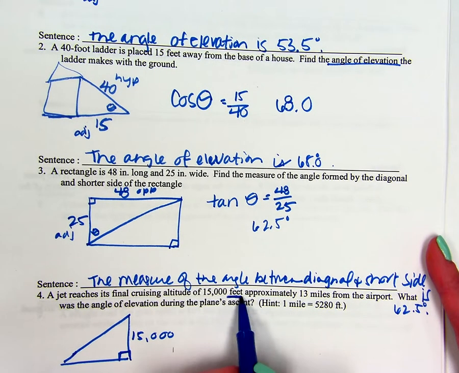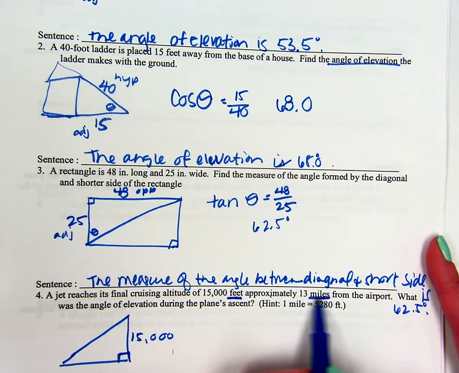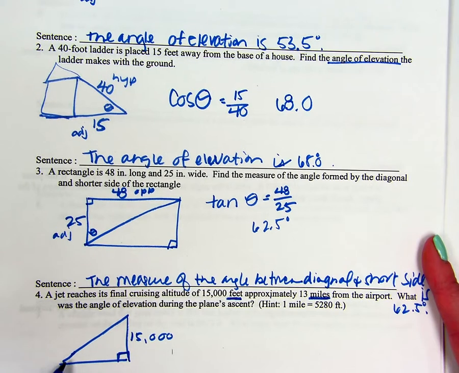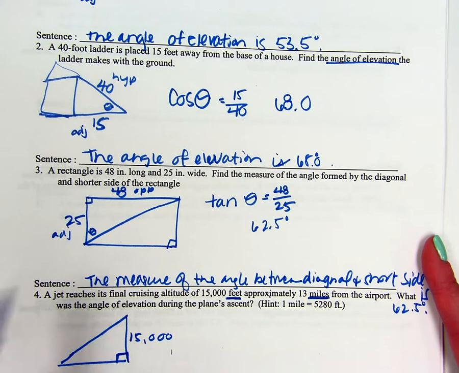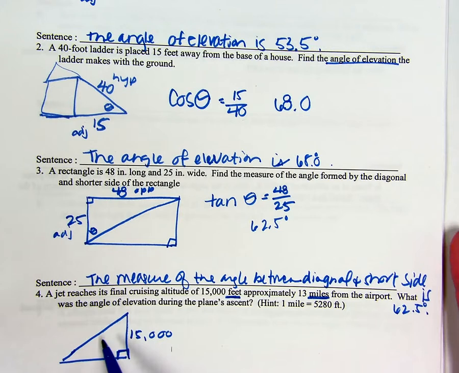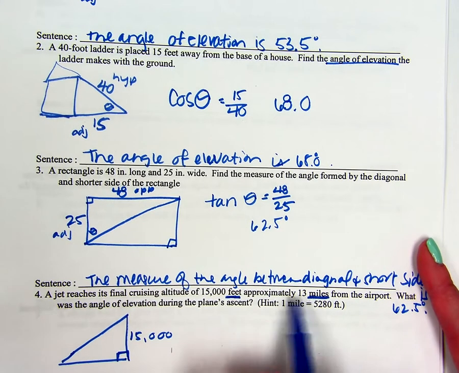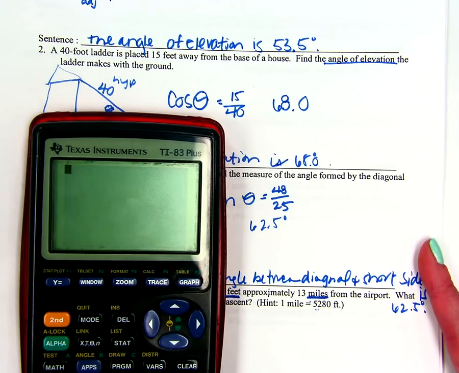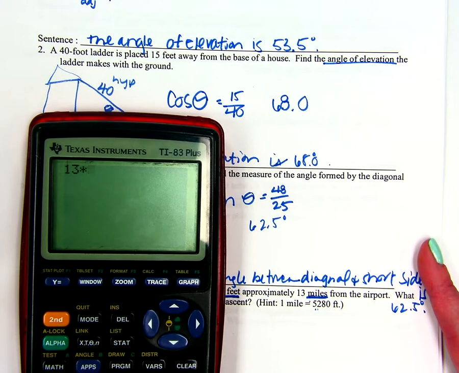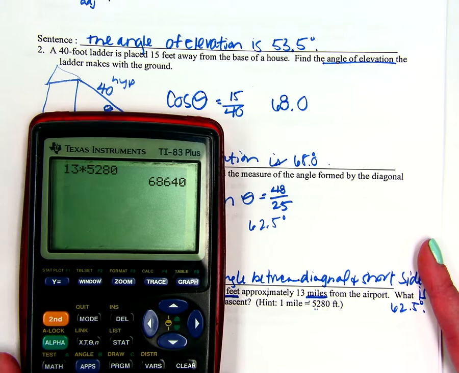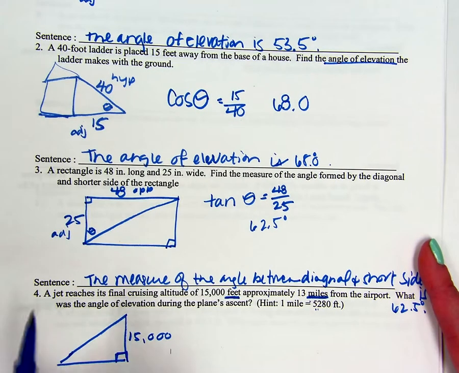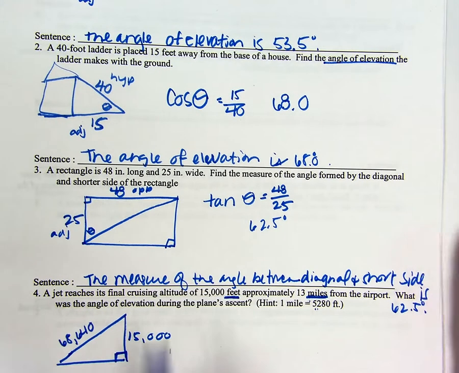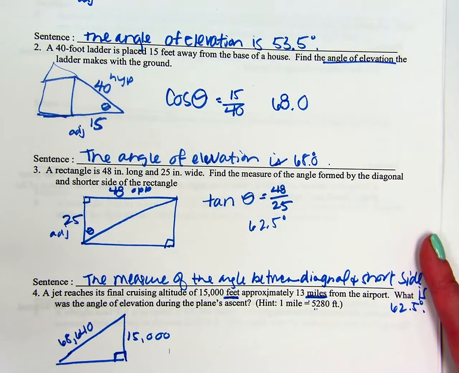Now here, this is labeled in feet. It says it's 13 miles from the airport. As our plane is flying, we know that this is going to be on this kind of uphill angle, this side over here, the hypotenuse of the triangle. However, it's 13 miles, and we need them to have the same label. So we're going to convert that, the little hint that's given to us. We are going to do 13 times 5,280, because we know that's how many feet are in a mile. So we have 68,640.